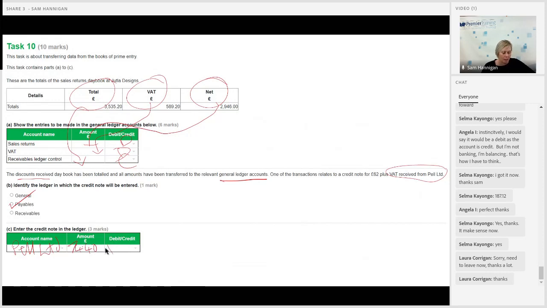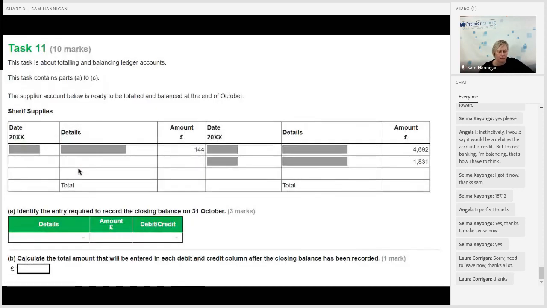And in their account, it'll be a debit because we owe them the money. They were a liability, and now they've given us some discount. So that's, again, a very, very simple question. Task 11.